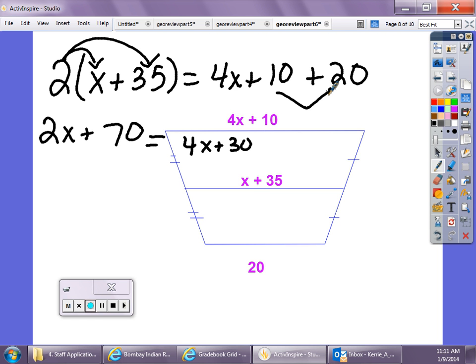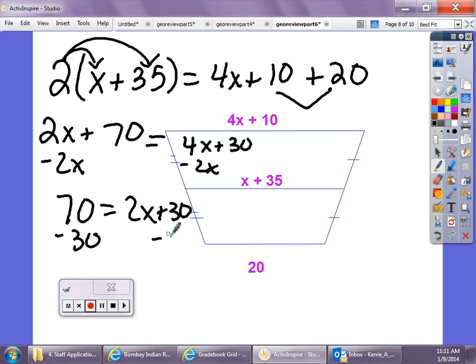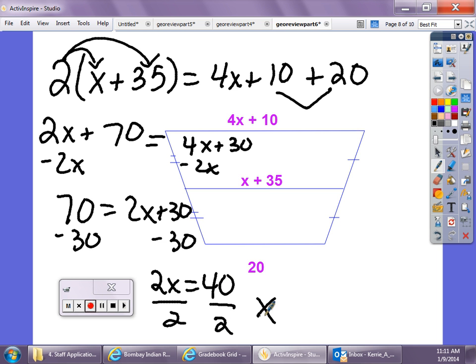Now what would you like me to do? Subtract 2x from both sides. So 70 equals 2x plus 30. Subtract 30 from both sides. 2x is equal to 40. Divide by 2, x equals 20.